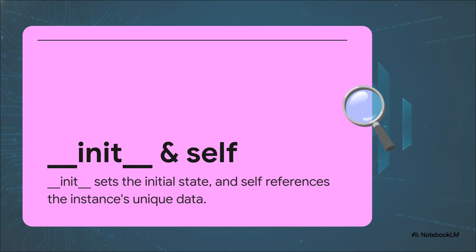Inside that class, we use a special method called __init__. This is the constructor. It automatically runs the very moment a new instance is created, seamlessly setting up its initial state. And then there's the self parameter. Self is simply a convention that allows the object to reference itself. When you use self.name or self.color, you're ensuring that the data belongs uniquely to that specific instance. It basically guarantees your red sports car doesn't accidentally overwrite the data of your friend's blue sedan.